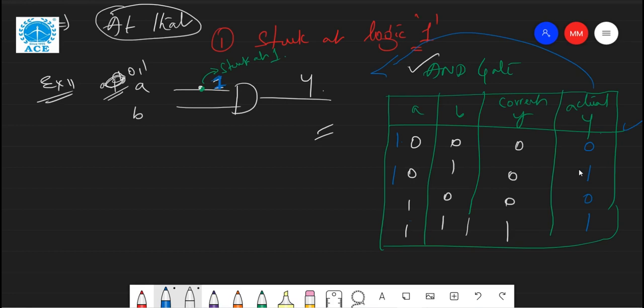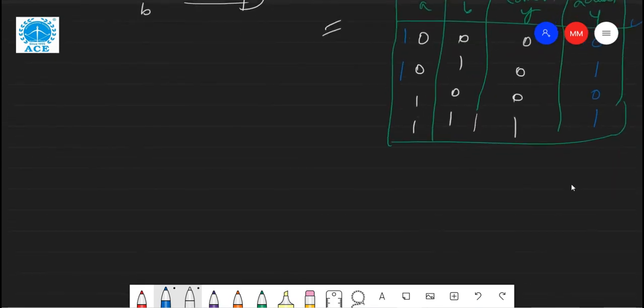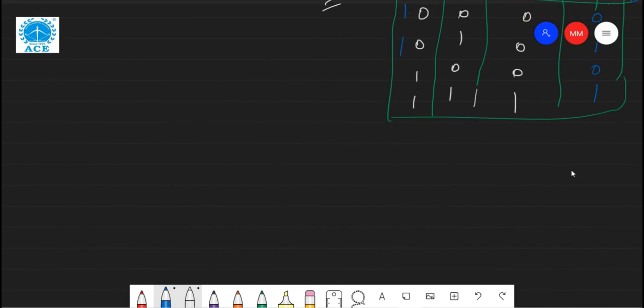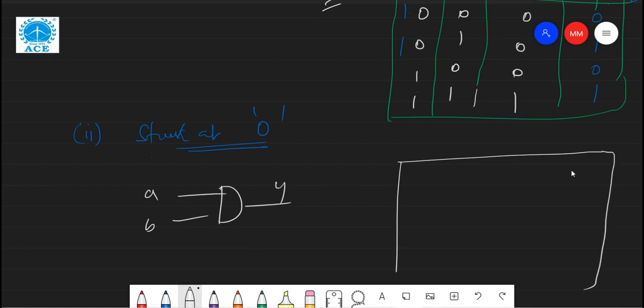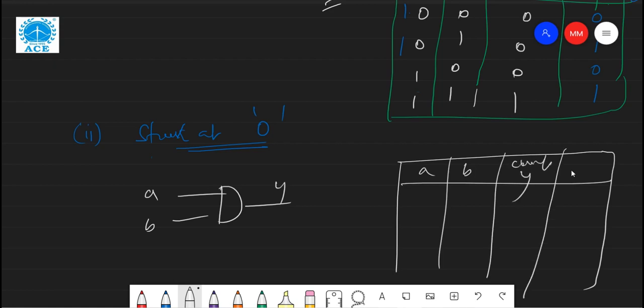For the same circuit, if I take stuck at 0, okay, again I would like to redraw the same circuit. So if we take stuck at 0, logic 0, then AND gate AB, okay, and Y. Now if I again redraw the truth table to understand better, A, B and correct Y and actual Y.